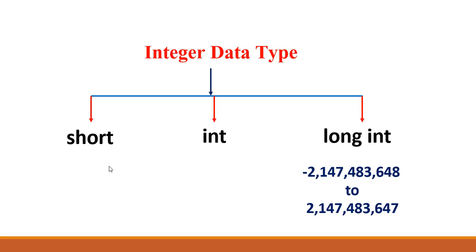Coming to the long integer, it occupies 4 bytes of memory. 4 bytes means 32 bits, 2 to the power of 31. The range is minus 2,147,483,648 to 2,147,483,647. If you want to store a huge amount of values, we go for long integer. If you want a small range, we go for integer or short integer. Based on the requirement, on what kind of values you want, we mention the data type.